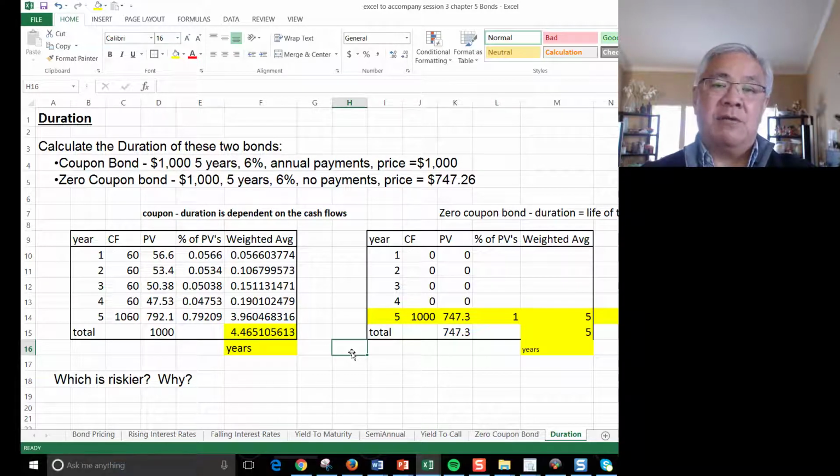So when you put it that way, I think it's quite clear that the risk is higher on a zero because you're waiting for longer, in this case as measured by duration, a duration of 5, as opposed to a coupon bond, where at least you get something during the years, and it has a lower duration of 4.46 or 4.47.